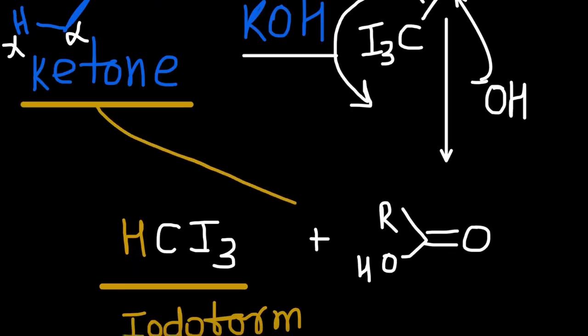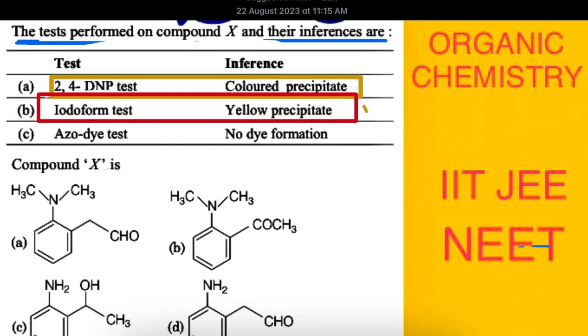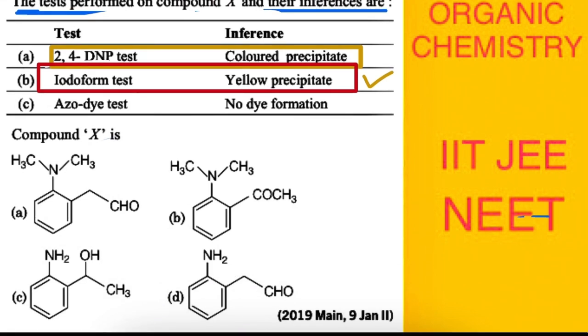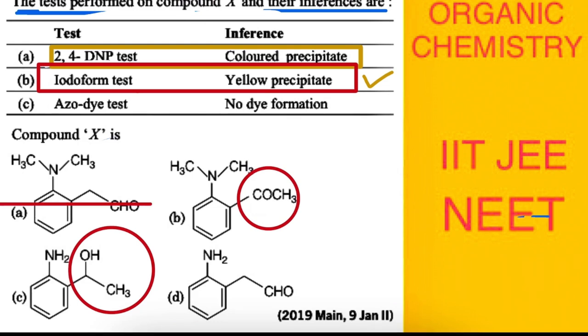The ketone group will be converted into a carboxylic acid group. The final product is yellow in color. That means the ketone group is present. So, in which compound is ketone present? And this is the keto-enol form. Okay. A is eliminated because here aldehyde is present and aldehyde does not give the iodoform test. And D will also be eliminated.